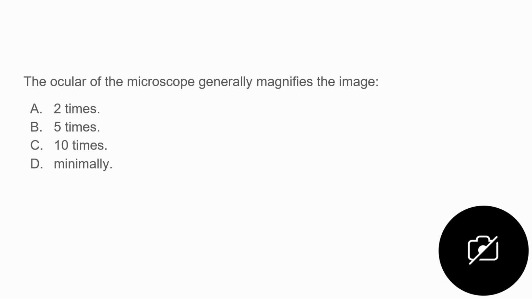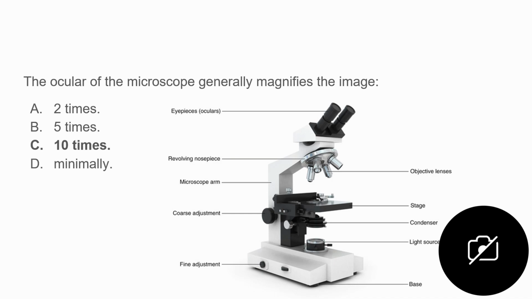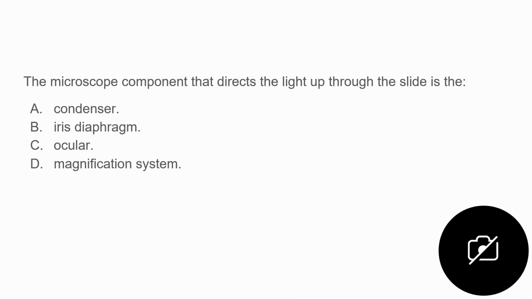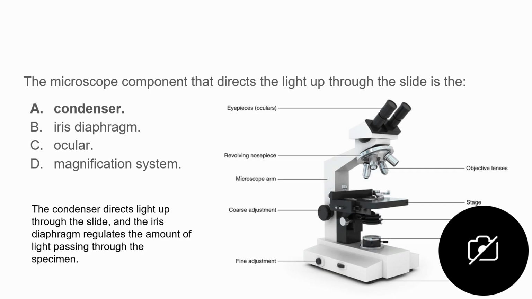The ocular of the microscope generally magnifies the image, like I said, about 10 times. The microscope component that directs the light up to the slide is called the condenser. These are pretty expensive pieces of equipment, which is why lab technicians are very strict about how you handle them. Always carry them with two hands, and make sure they're not placed toward the edge of the table. The condenser directs light upward through the slide, and the iris diaphragm regulates the amount of light passing through the specimen. It's like seeing a slideshow in real time.